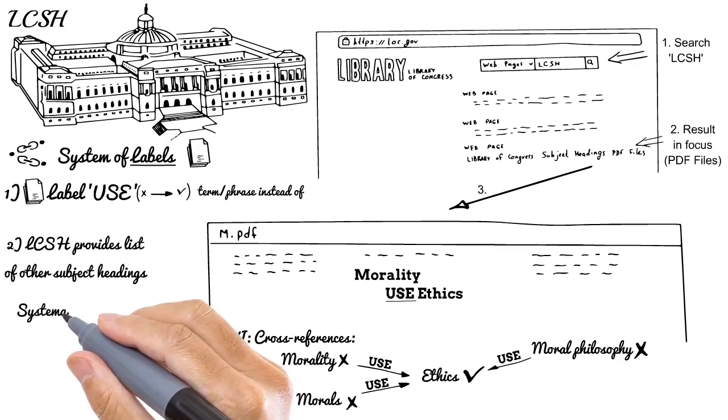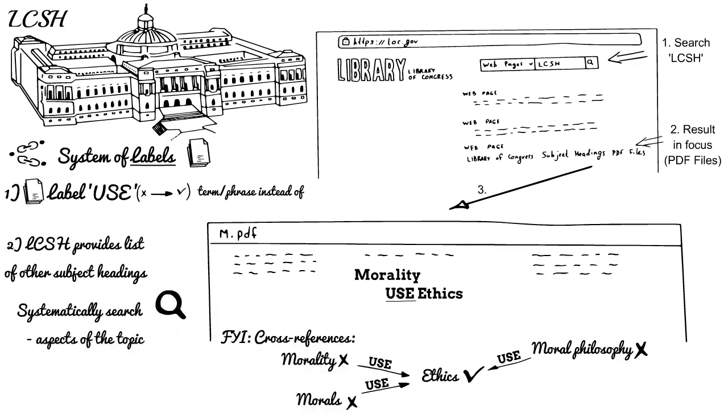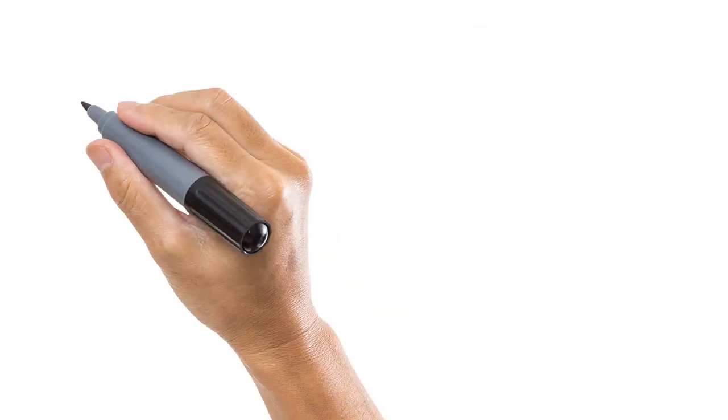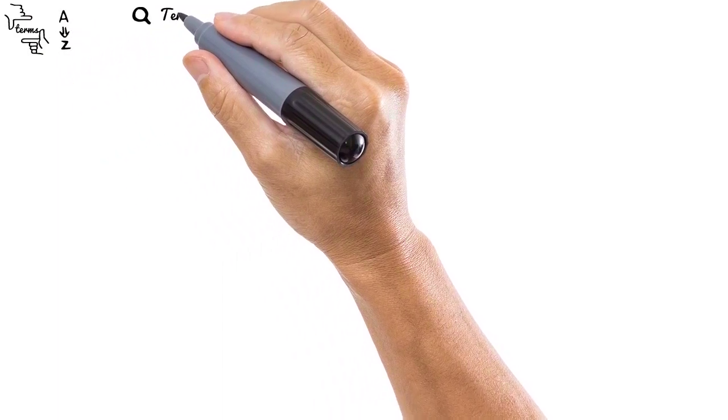so that you can systematically search either slightly different aspects of the topic or different levels of generality, meaning either more global or more specific topic. Terms are arranged online alphabetically. Once you've found a term, please look carefully into the document.